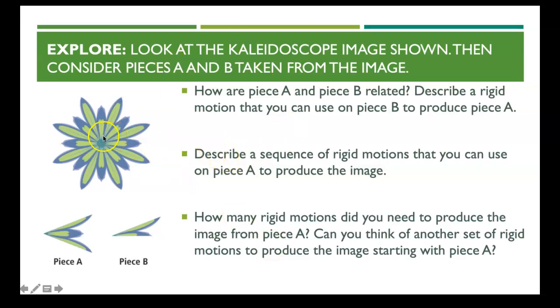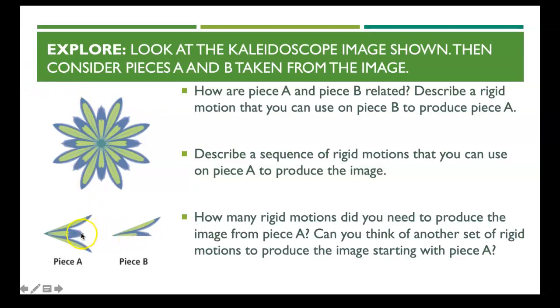Here's our explore problem. What we're going to do is look at how pieces A and B are related. We've gone through all of these types of transformations now. We've talked about reflections, rotations, and translations, and then we combined them all together. So if we look at this, what's happening in the shape to create this nice symmetrical, kaleidoscope-type image? So how are pieces A and B related?